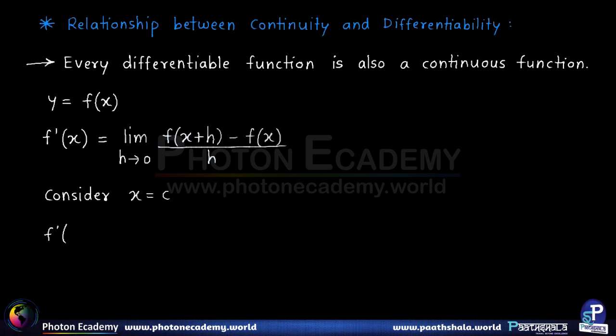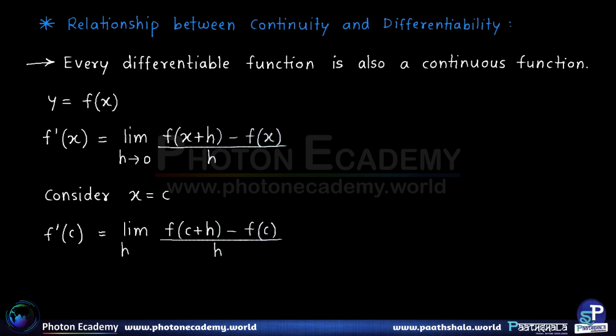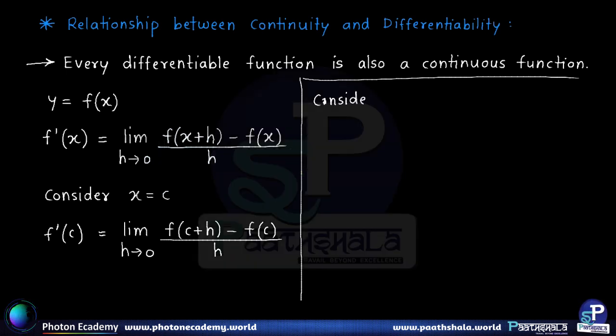Since the function is differentiable, we can write an expression for its value at x equal to c. So we have f dash of c is equal to limit of f of c plus h minus f of c whole upon h as h tends to 0. Right? So since the derivative exists, we write the expression for that derivative. Now let us consider the expression which is in the numerator of this particular definition, that is, f of c plus h minus f of c.